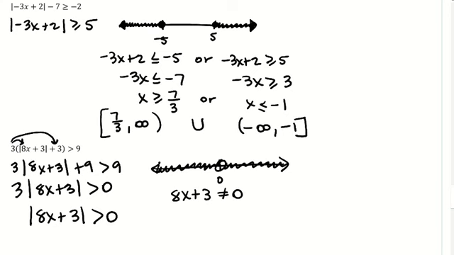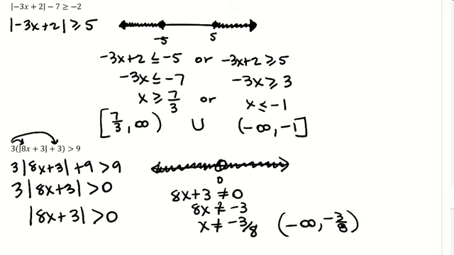So if I get that's 8x equals -3, divide both sides by 8, -3/8. This is true for all x not equal to -3/8. And if we had to write this as an inequality, which I really wouldn't recommend, that would be negative infinity up to -3/8, not including either of them, union -3/8 to infinity.